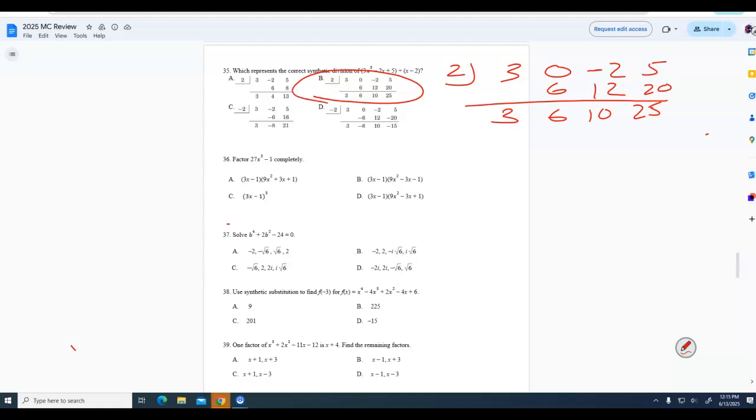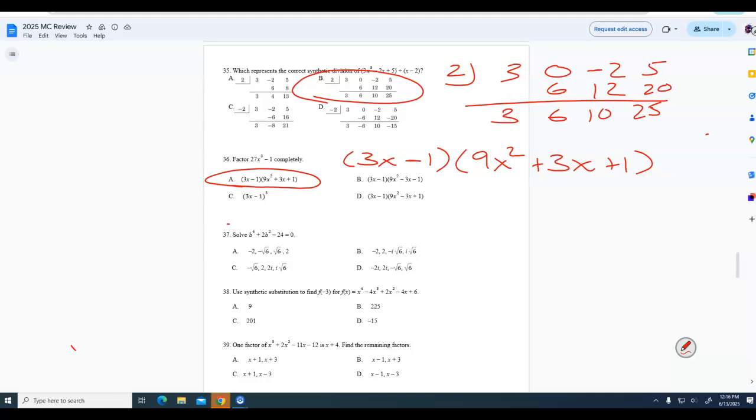Number 36, this might be something for your index card. Okay, the sum and difference of two cube formulas. Since it's a difference of two cubes, the cube root of 27x cubed is 3x. The cube root of 1 is 1. So a minus b times a squared, which is 9x squared, plus a times b, which is 3x, plus b squared, which is a positive 1. And that means your answer is going to be A. You should know those formulas.